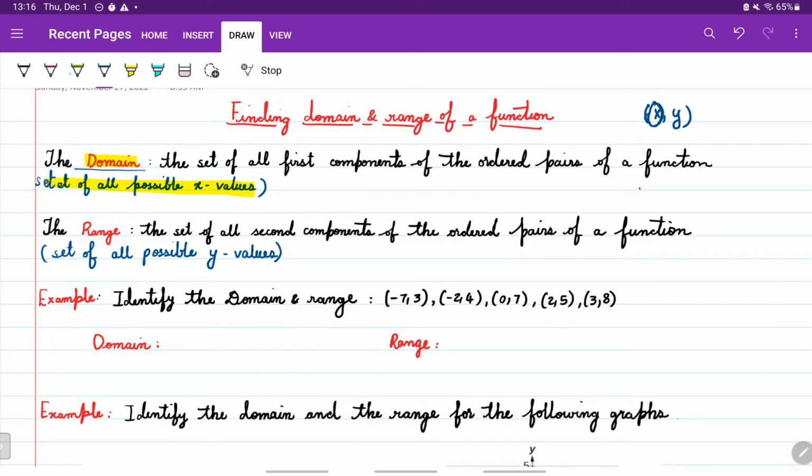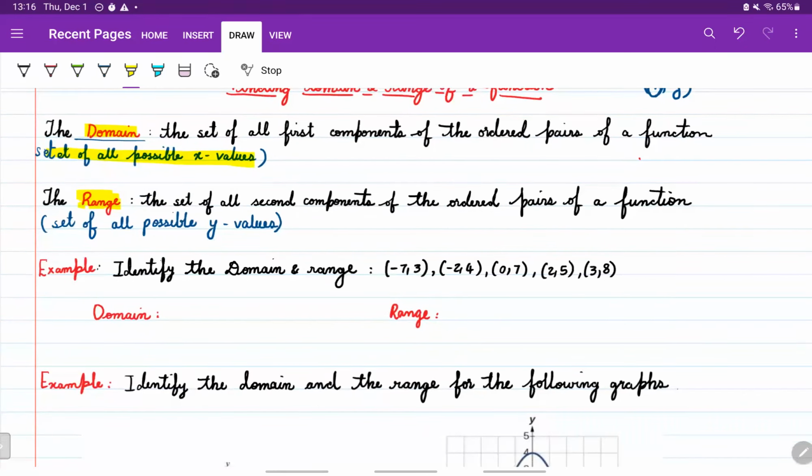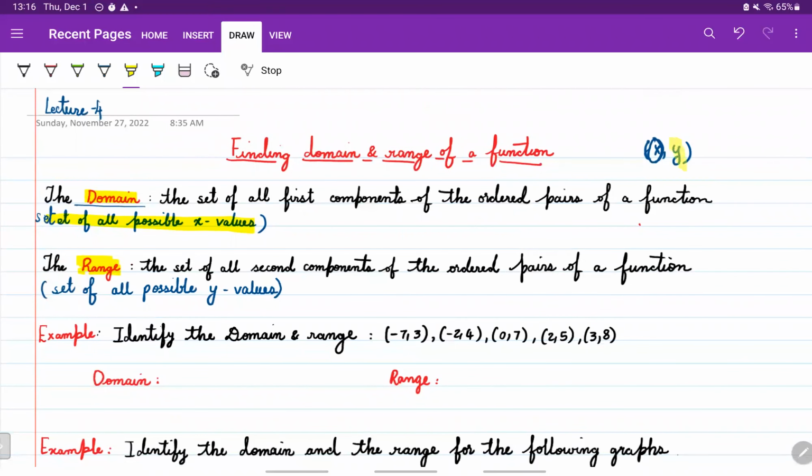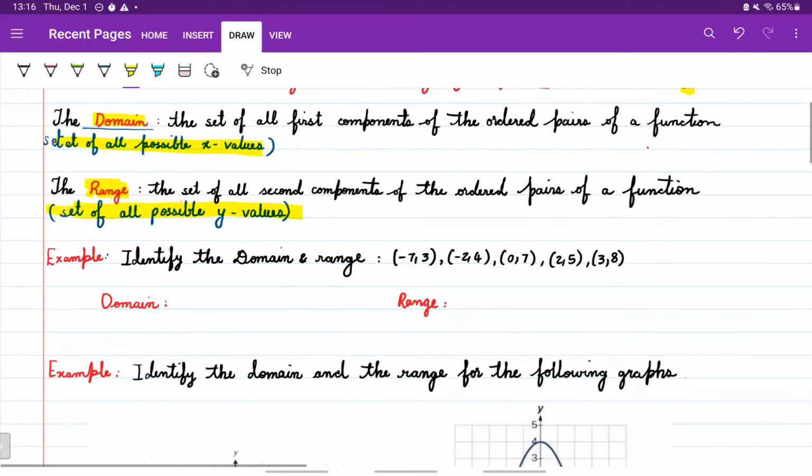Next, we have what a range is, which is the set of all the second components of the ordered pairs of a function. Here in this ordered pair, you see that y is the second component. So the range is the set of all possible y values of a function. To repeat, the domain is all the possible x values, and the range is the set of all possible y values of a function. Now let us do an example.